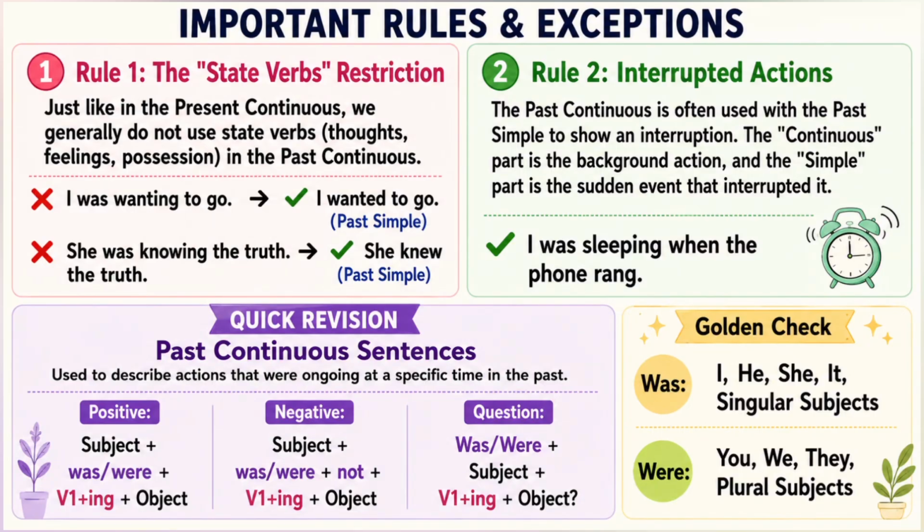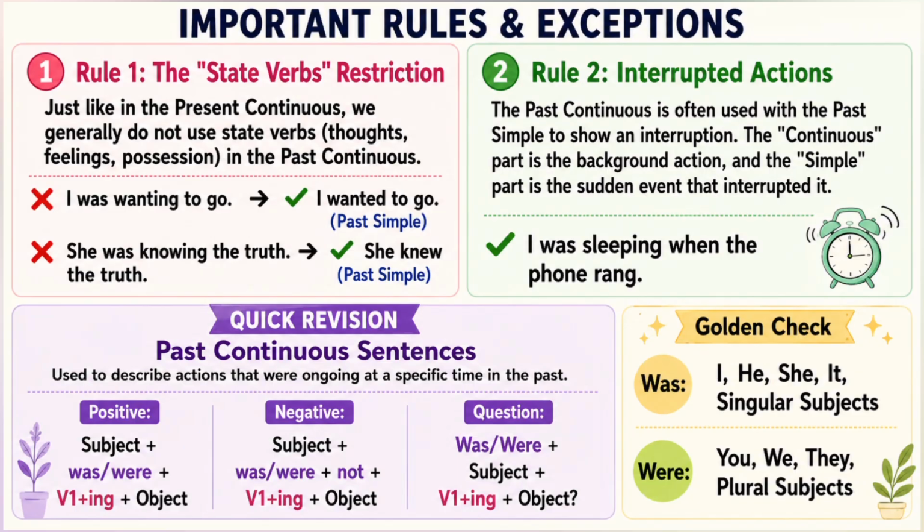Now let's learn some important rules and exceptions. Rule number 1 is the state verbs restriction. Just like in the present continuous tense, we generally do not use state verbs such as verbs of thoughts, feelings, or possession in the past continuous tense.